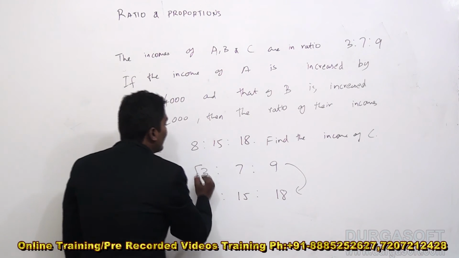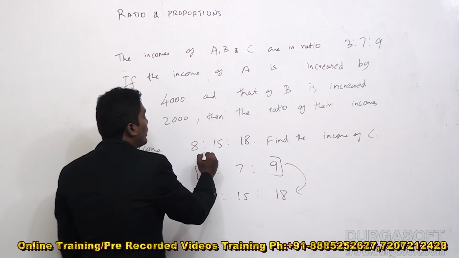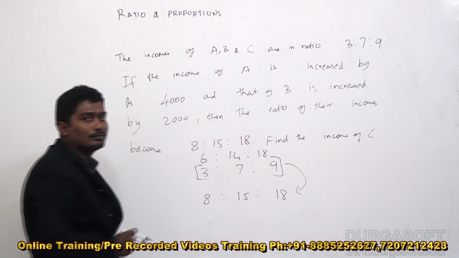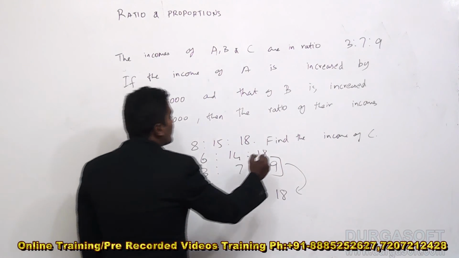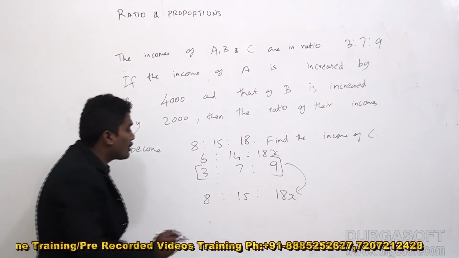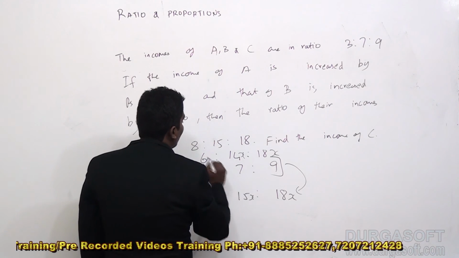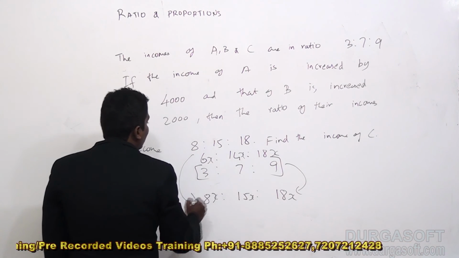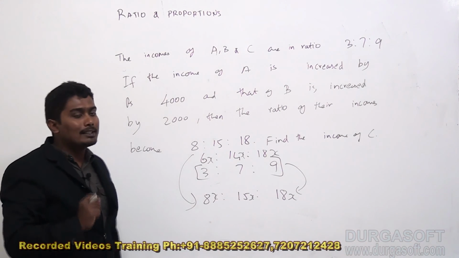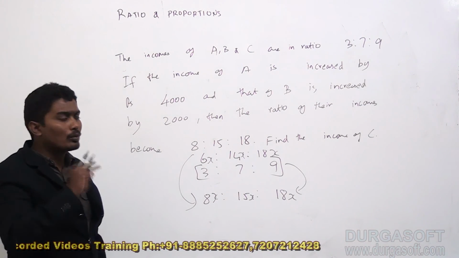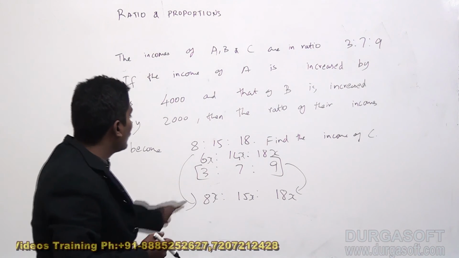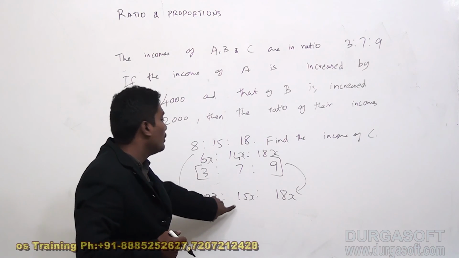So what I'll do is that I'll multiply this ratio by 2, I'll get 6 is to 14 is to 18 as the income. So now I can say that the third person's income is 18x in both the cases, which means the common number is x. So from 6x to 8x, 2x is increased. From 14x to 15x, 1x is increased. I can use any one of these two clues to find the answer.